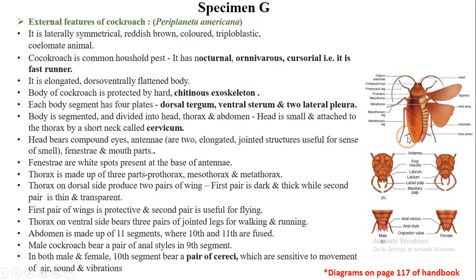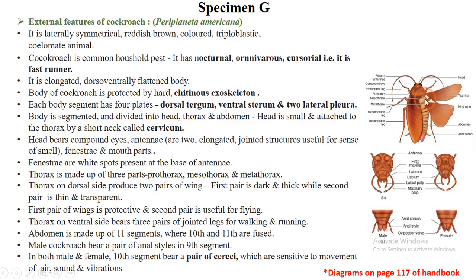So the thorax on the dorsal side produces 2 wings. The first pair is dark and the second one is light. Okay. Now the second one, as you can see over here, is thin and transparent. The first one is protective in function, whereas the second one is used for flying. The thorax on the ventral side, so this was on the dorsal side. On the ventral side, the thorax bears 3 pairs of jointed legs, that is the back side. And these are used for walking and running for this particular insect.